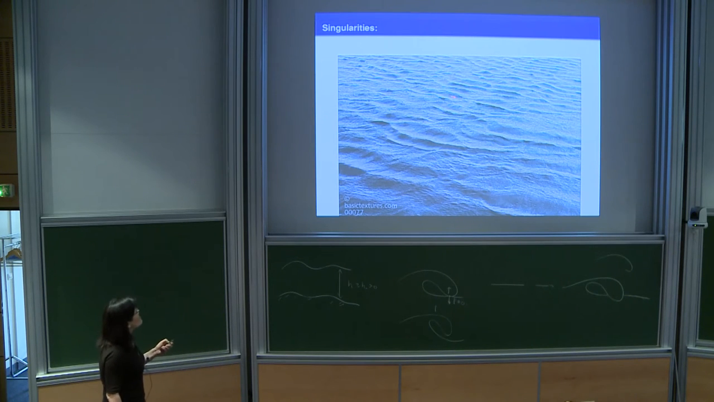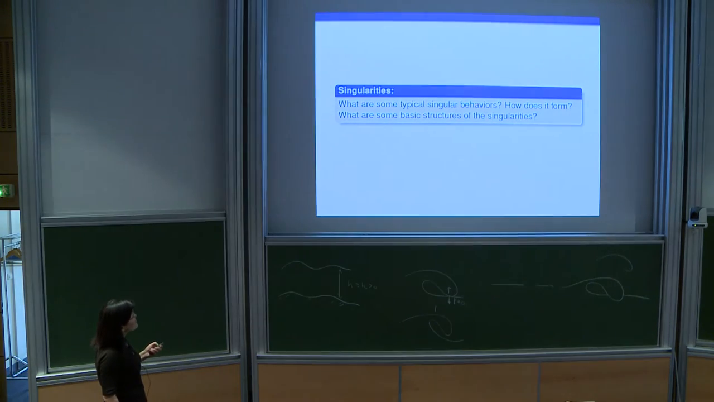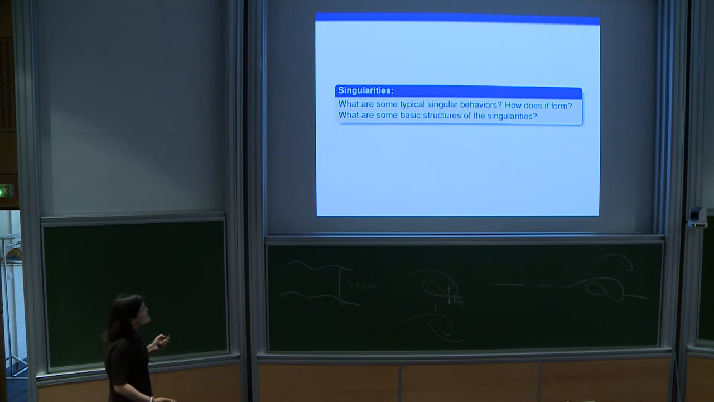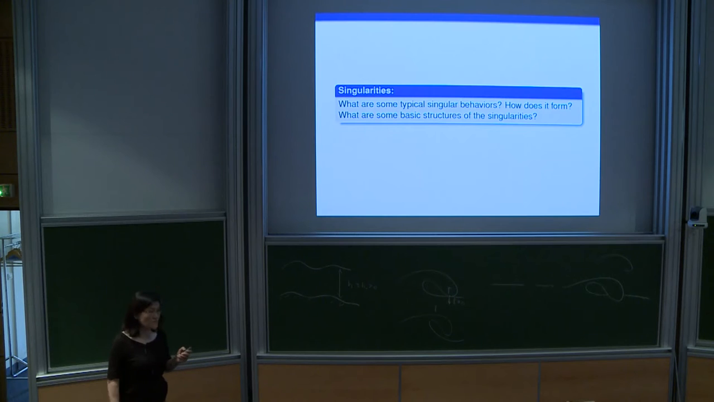If we look at this, the first approach is, where do we start, right? We try to say maybe this thing is self-similar at the kink. At the kink, it could be self-similar. Because this is a very important method in PDE, to find self-similar solutions. So the basic question is what type of singular behavior we find in water waves, and where does it come from, what are some basic structures.